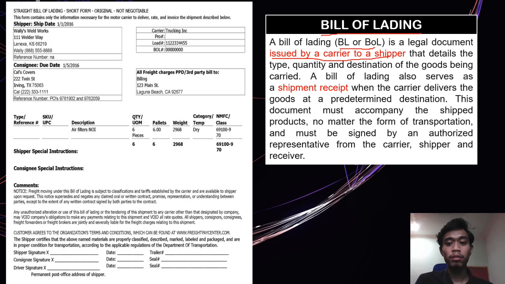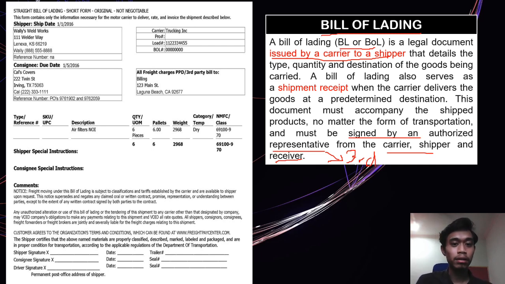This document accompanies the shipped product, no matter the form of transportation, and must be signed by a representative from the carrier, shipper, and receiver. Okay, so maksud kat sini bill of lading ni maksudnya the company deliver product using the third party lah. Maksudnya kat sini maybe pos laju ke, DHL, or maybe ada courier service. Okay, maksudnya kat sini dia ada 3. Okay, so dia kena ada 3 sign, which is from the carrier, from the shipper, and from the receiver.